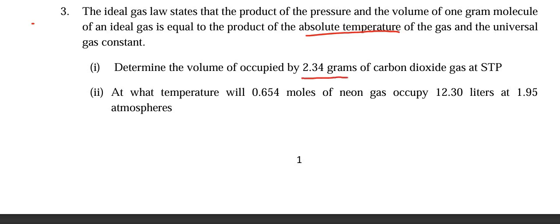So the mass has been given. Carbon dioxide, you know the Mr is what? 44, right? Roughly 44 grams per mole, right?